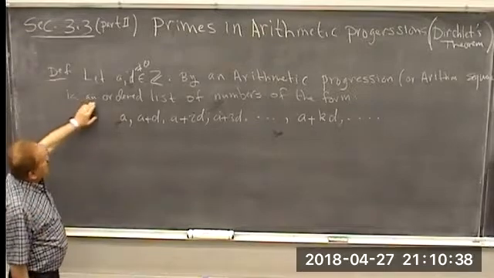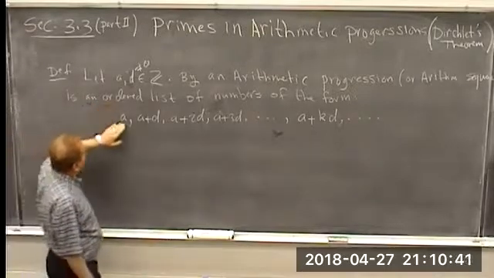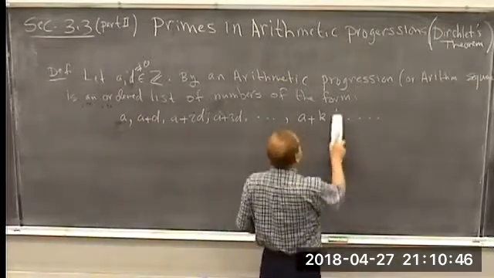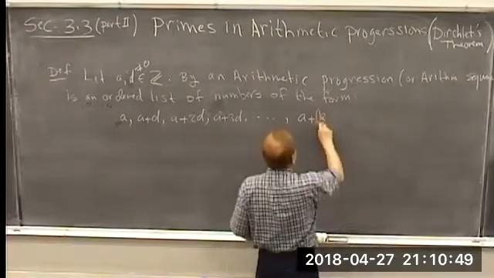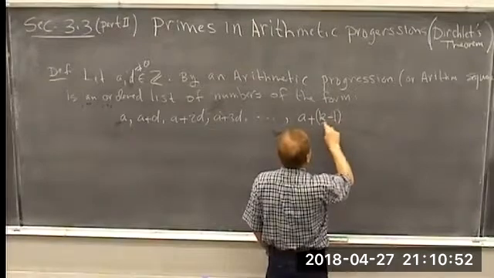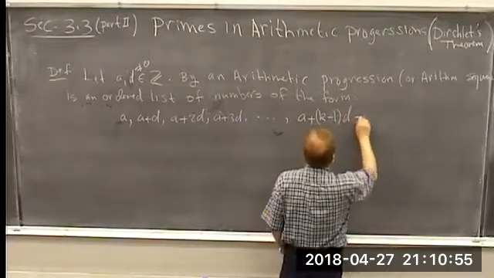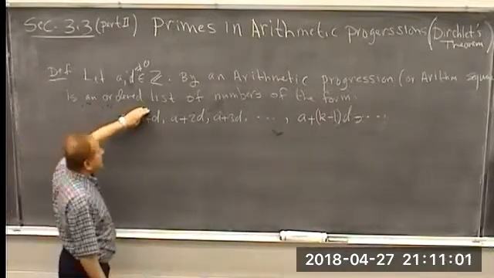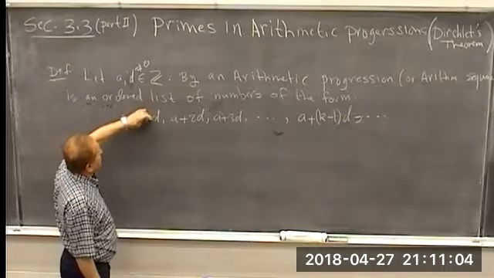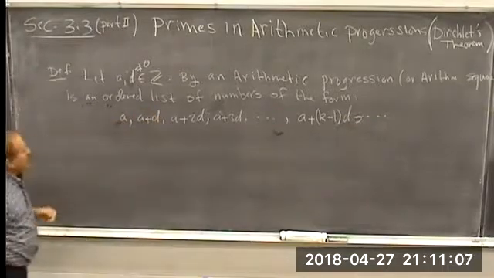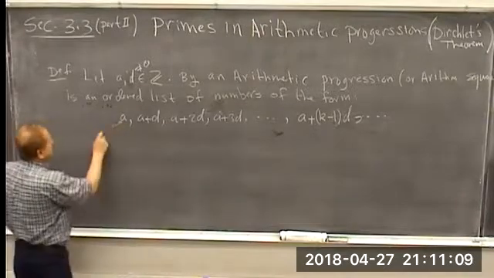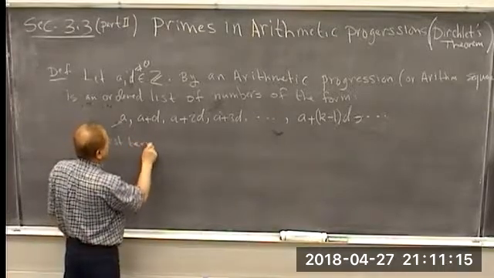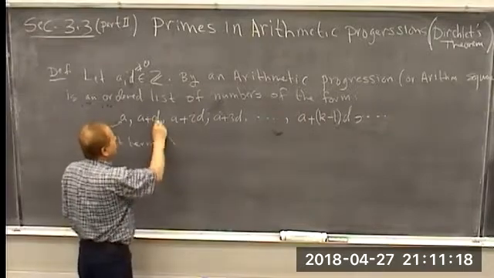The order here is important. That's why we put it as an ordered list. This is the first, this is the second, and so on. And sometimes we write this one to be the kth term, A plus (k minus 1)D, and so on. So this is the kth term because this is the first, this is the second. So the number in front of the D is 1, and so on. We call A the first term of the progression, and we call D the common difference.